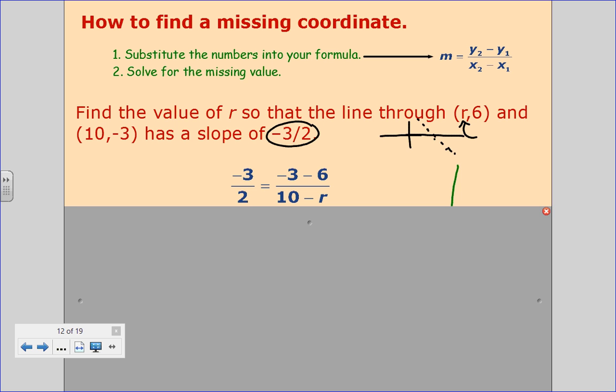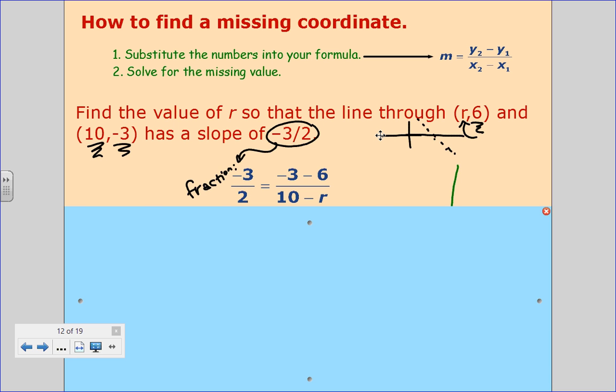So I'm going to start by setting up my slope equal to the different parts subtracted. So my y's were -3 and 6. You'll notice I just pulled -3 first and said negative 3 minus 6, which meant that my 10 had to go first in the bottom from that same point, minus r. I would highly recommend that you write your slope as a fraction, even if it's given to you as a whole number or integer.